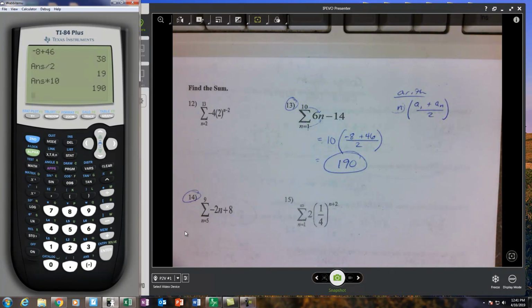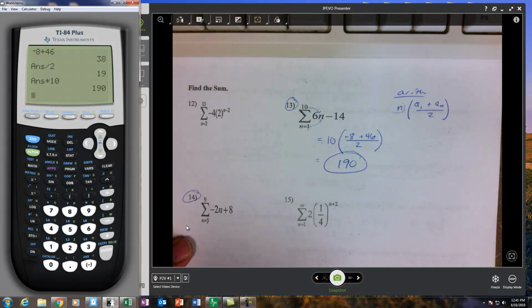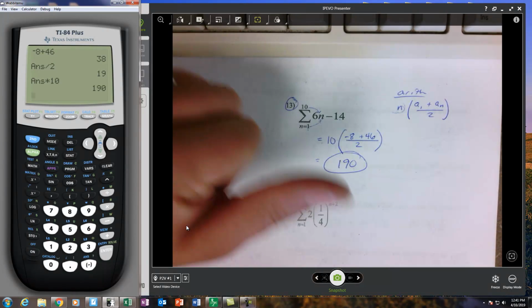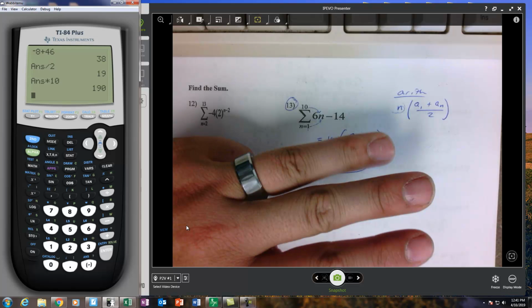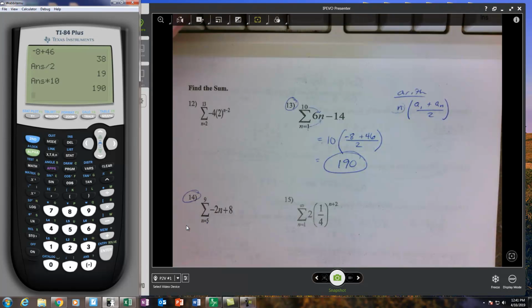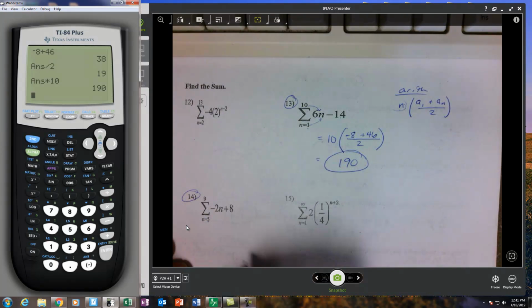Over here at number 14, similar idea, but we have to be a little careful here. When we go from 5 to 9, the number of numbers is not 4. And if you aren't sure, you're going to count with your fingers. 5, 6, 7, 8, 9. That's 5. And so the number of numbers in this problem here is going to be 5.